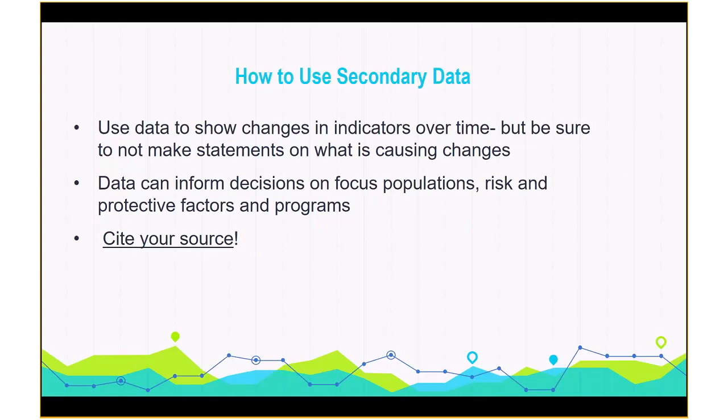Data can help inform decisions on focus populations, risk and protective factors, and programs. It can show populations that are particularly impacted by various issues, and also show risk and protective factors that need to be focused on. Data can inform program decision making by seeing what story the data is telling and using this information to develop more effective and efficient programs.